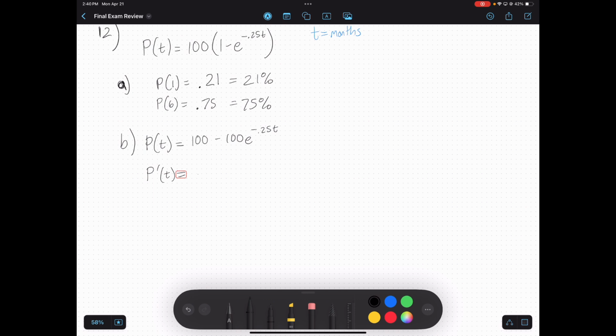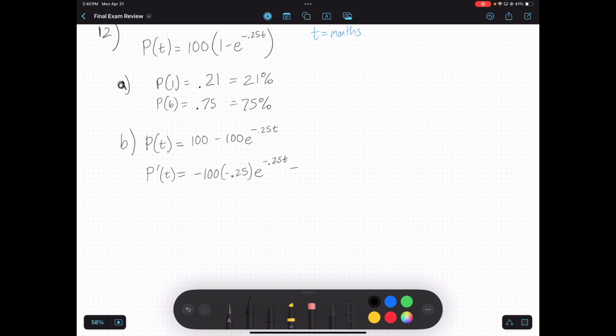And then this next term, I'll keep the negative 100. How do I take the derivative of an exponential function like this? Multiply by a constant. What do I do with everything else? Stays the same. So my derivative of this just ends up being negative 0.25 times e to the negative 0.25t. Right? The exponential part stays the exact same, but you just multiply by the constant that was in the exponent.